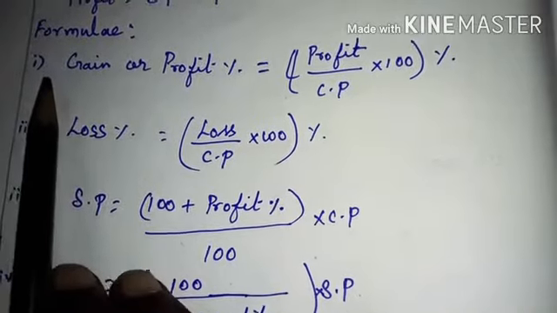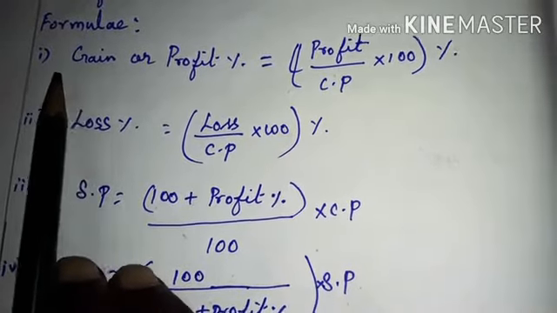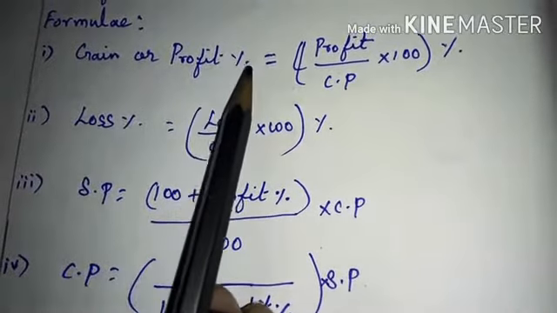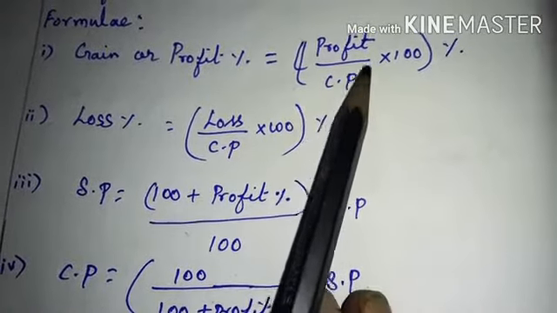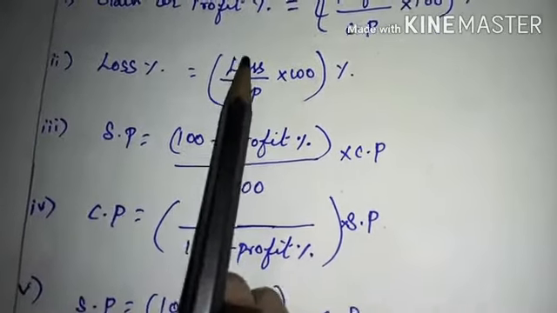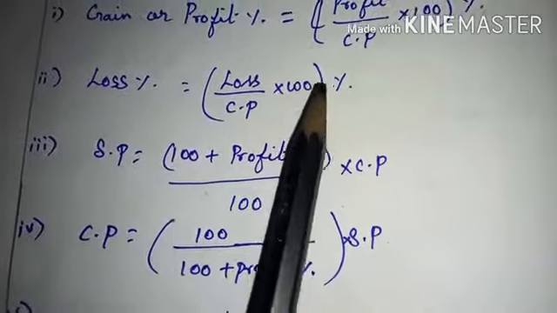The first formula is to find out the profit percent. Profit, or gain (gain is another name for profit), percent can be found out by profit by CP into 100. The loss percent can be found out by loss by CP into 100.